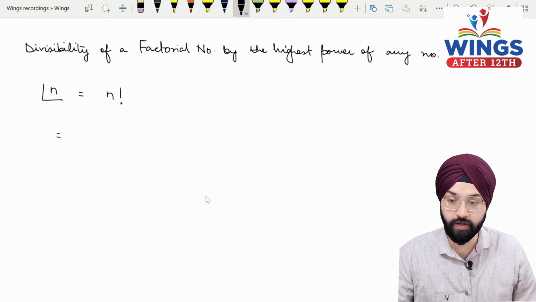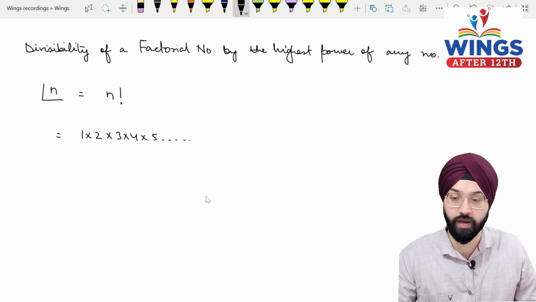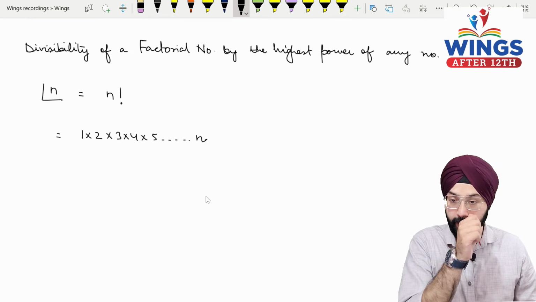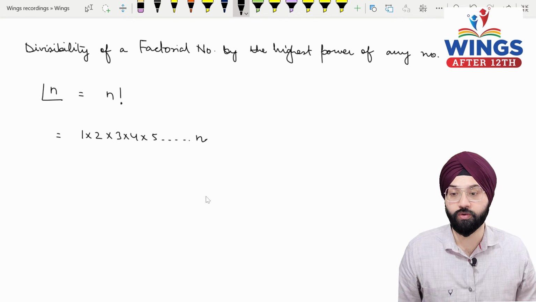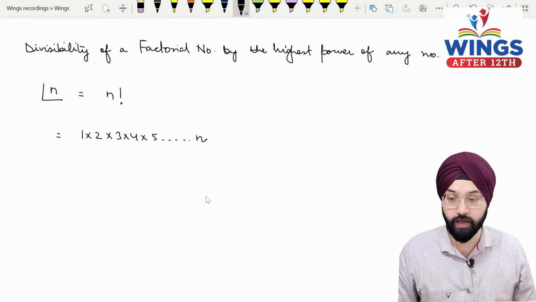Now it means that all natural numbers starting from 1 will be multiplied till we reach the number n, right? If we have taken n factorial, that means 1 into 2 into 3 and so on, we keep on going until we reach the number n.